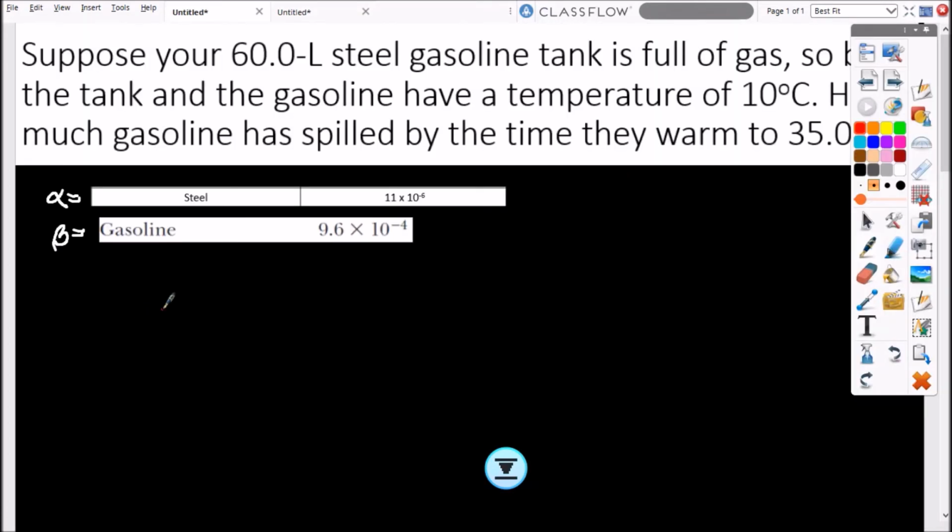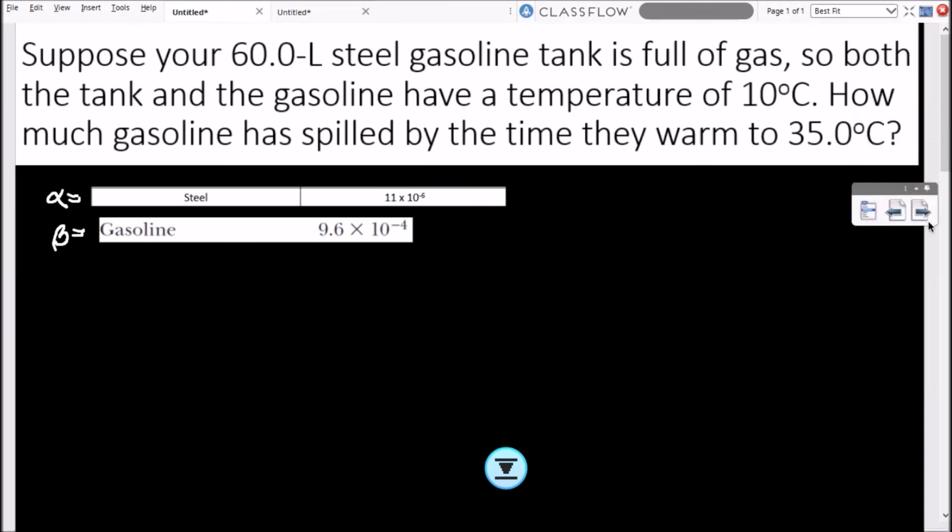Let us solve another problem involving volume thermal expansion. And the second problem goes this way. Suppose your 60-liter steel gasoline tank is full of gas. So both the tank and the gasoline have the same temperature of 10 degrees Celsius. So they are initially at 10 degrees Celsius. How much gasoline has spilled by the time they warm to 35 degrees Celsius?